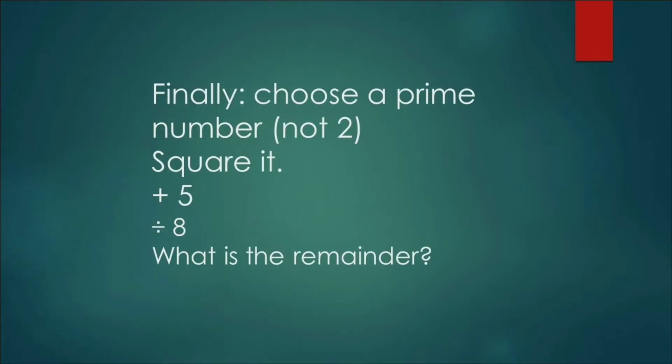Now that we have determined the prime numbers from 1 to 100, let's do some mind reading tricks. Choose a prime number, but not 2. Square it, add 5, divide by 8, and the remainder will be 6.